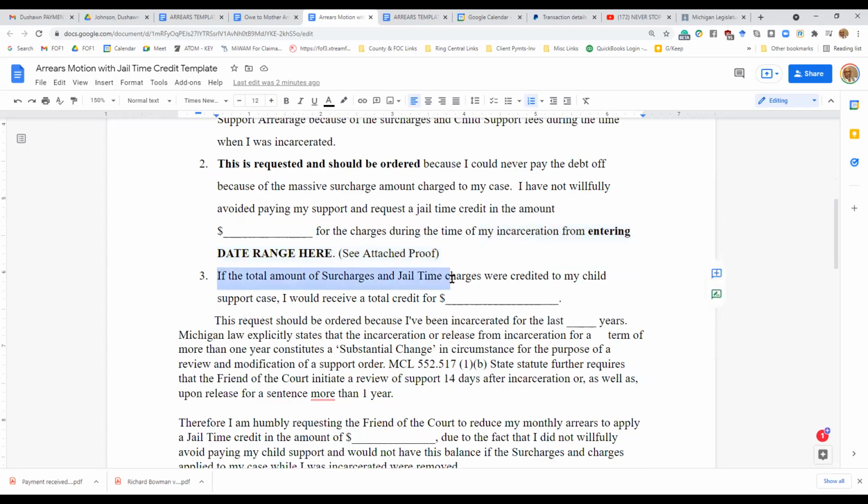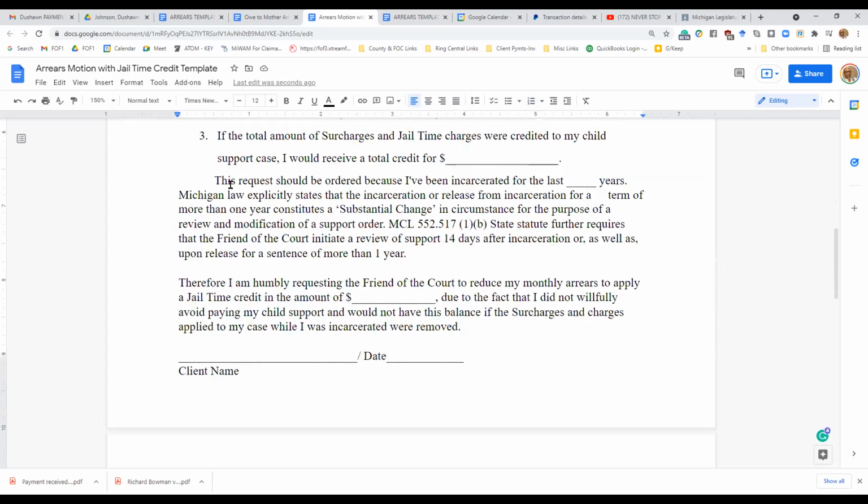And then you want to say you want that total arrears, surcharges, and jail time credit applied to my child support case, and I would receive a total credit of this. Again, you're telling them, you want to do the work for the judge. As many of you know, I'm also a paralegal. I have to make sure when I do the research that I'm telling the judge based on the rules for the attorney.